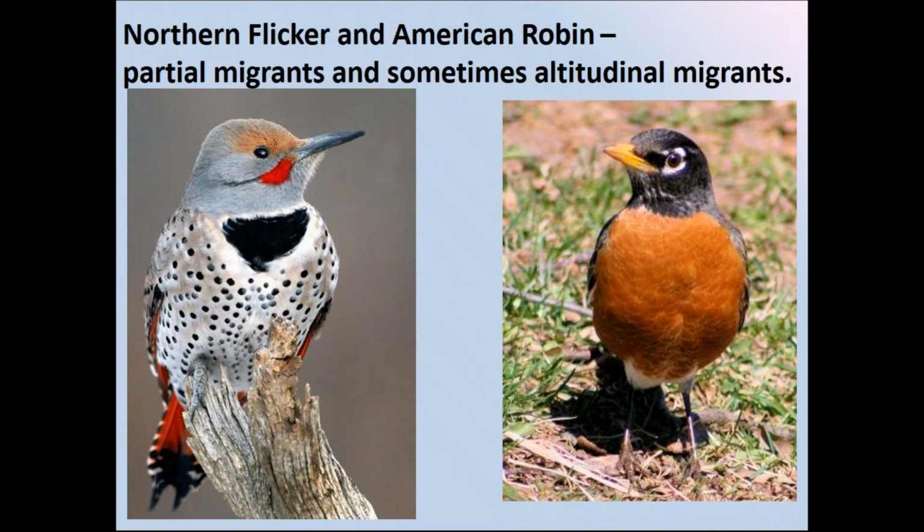The flicker is the only woodpecker you'll commonly see hopping on the ground on the lawns and on the grassy areas because it likes to eat ants.